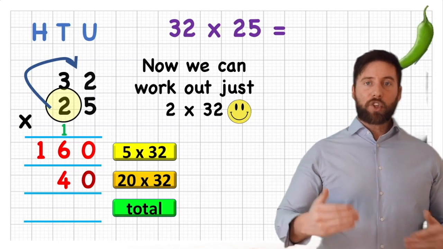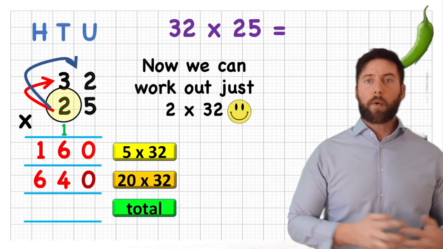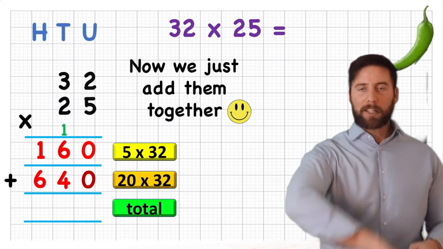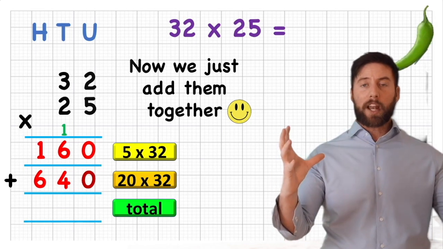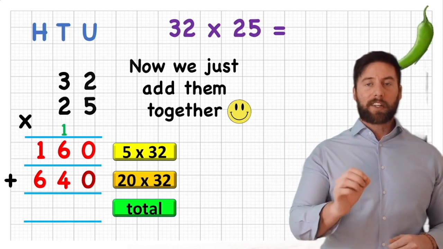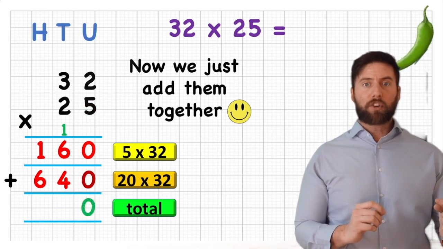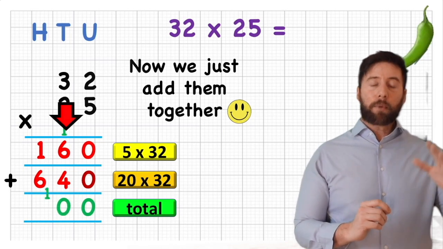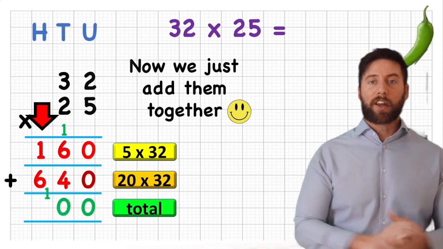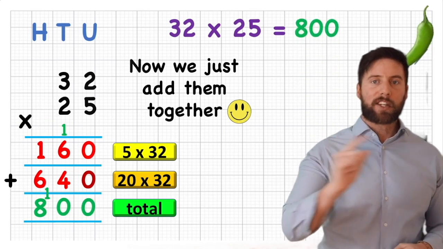Okay, so the next part says 2 times 3, which is 6. Put that in there, 640. Are we finished? No. Anyone who's done partitioning before knows we've only done the individual elements. Now we're going to put it back together. Again, starting with units, 0 and 0 is 0. 6 add 4 is 10. Remember to move the 1 across. 1 add 6 is 7, plus the 1, 8. 800, okay? 32 times 25 is 800, and that's a green chili challenge.